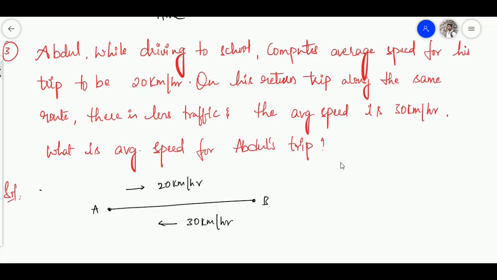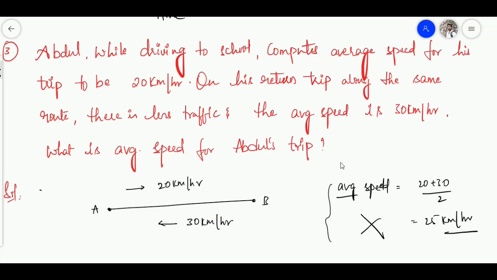Now he is asking for the average speed. There will be a tendency for us that whenever we see the word average, we will take 20 plus 30 by 2. This is the tendency of anyone, and you will get 25 km per hour. That is, let's take the average of the speeds given, 20 plus 30 by 2, simple. But this is not the actual answer. This is wrong. So then how to approach?